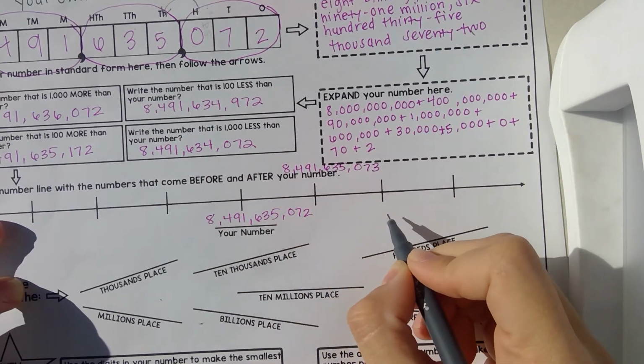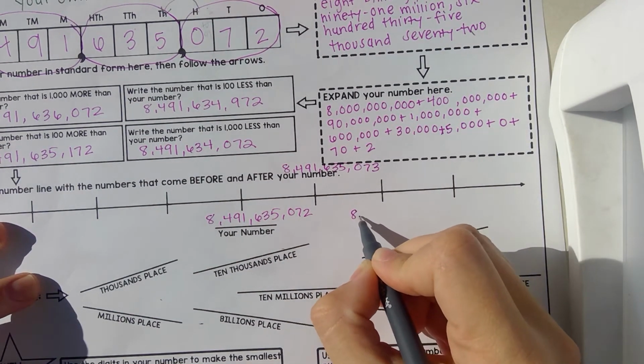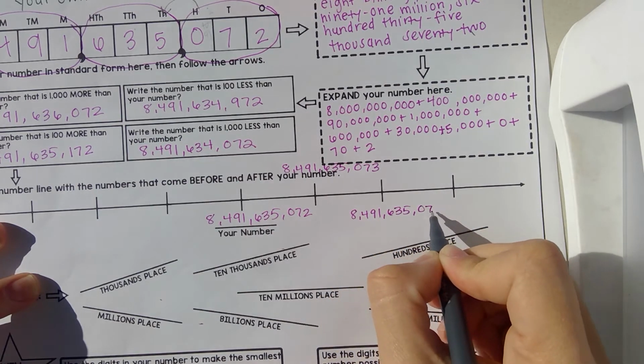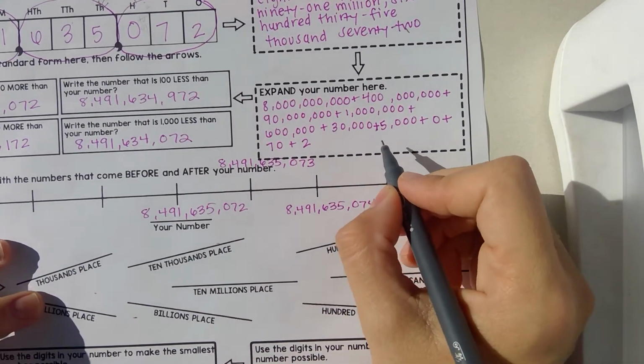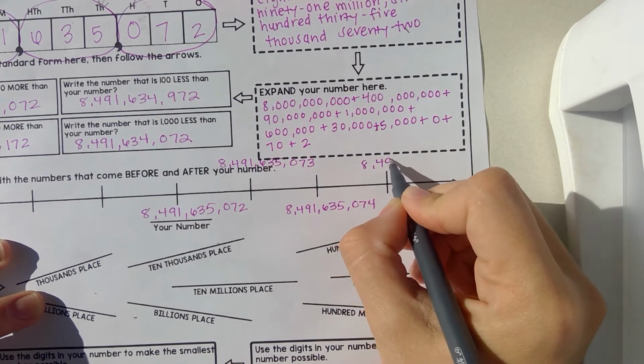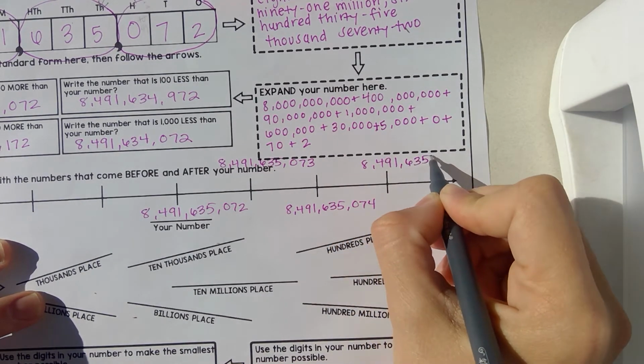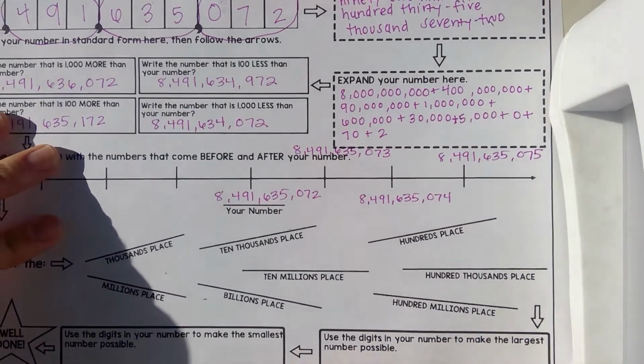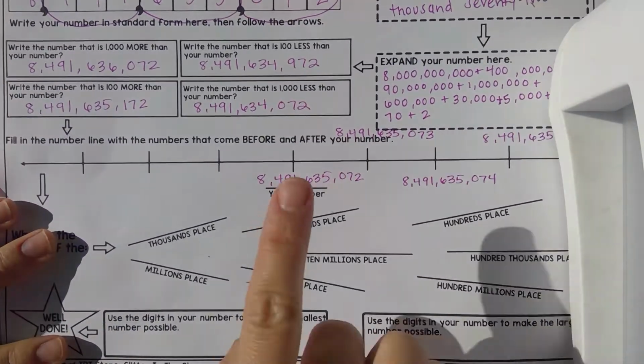8,491,635,073. Then I'm going to come down here. 1 more than that would be 8,491,635,074. And then 1 more than that would be 8,491,635,075. Very good.